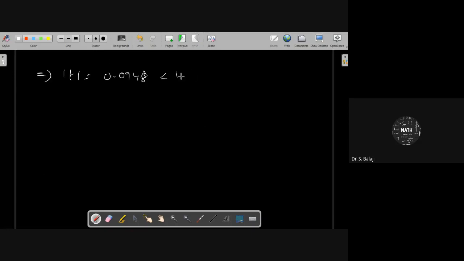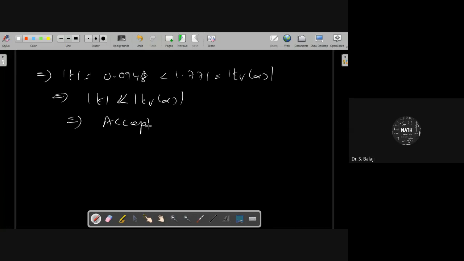Less than that value, which is equal to 1.771, that's equal to modulus value of t_v of alpha. For modulus value of t less than modulus value of t_v of alpha, what about your condition? Accept H0. Accept H0 means type 2 bulbs are not superior than type 1 bulbs.